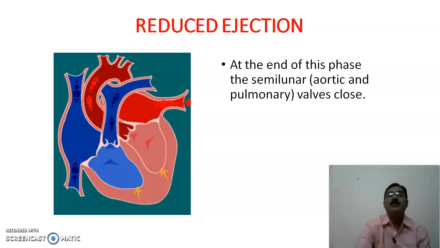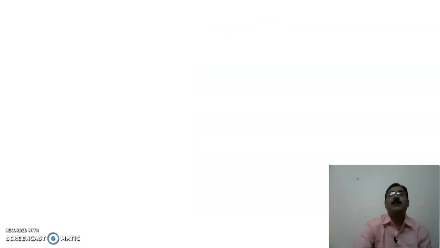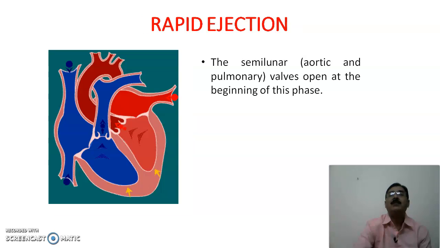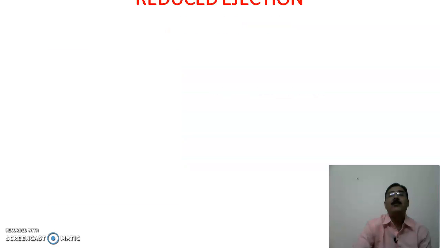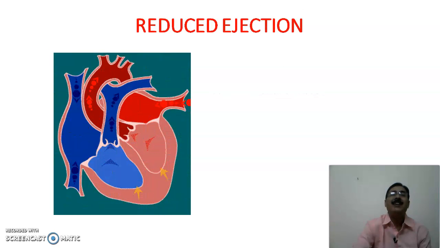And at the end of this phase, the semilunar valve closes. So the first one is the rapid ejection and the second one is the reduced ejection. So there are two different phases.